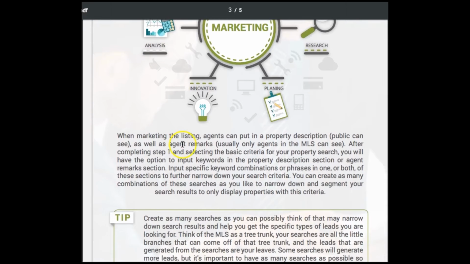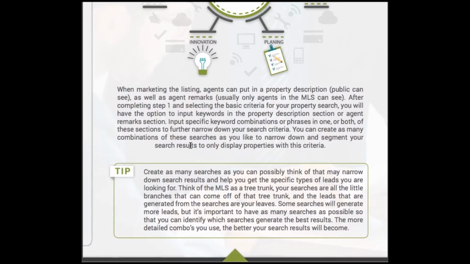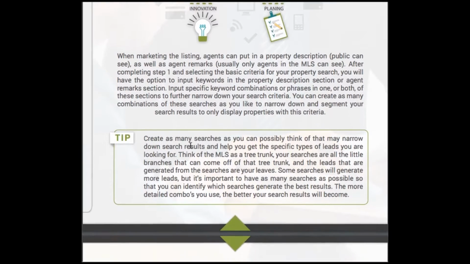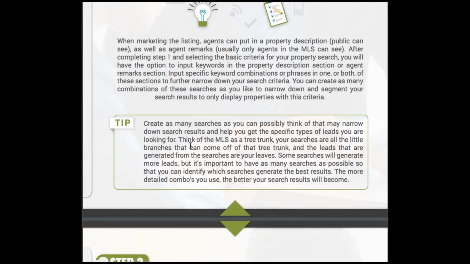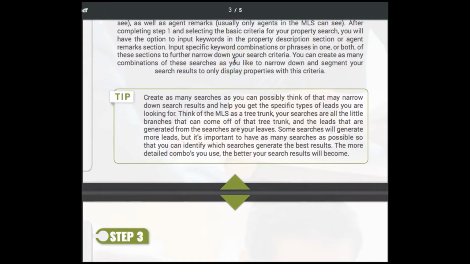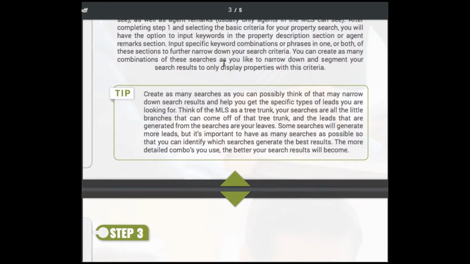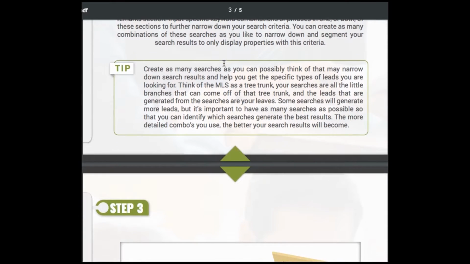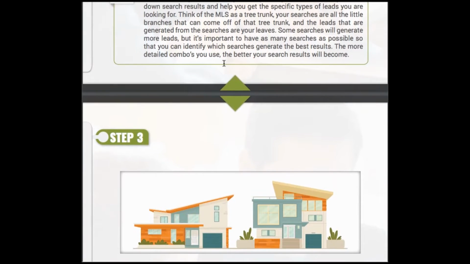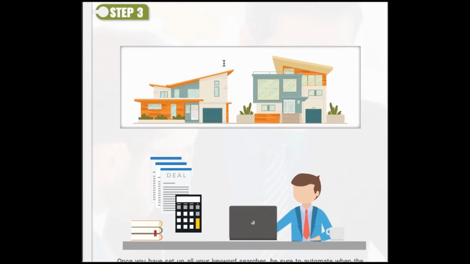Step two is when marketing the listings, you can put in a property description that the public can see, or the agent can put in specific remarks that only agents can see. This is the section where you're going to want to use the keywords, in either the public property description or the confidential agent remarks. When you put those in there, that's where it's going to scrape to see if any of those keywords are attached to any specific MLS listings, and therefore it will identify whether or not it should be in your search portal.